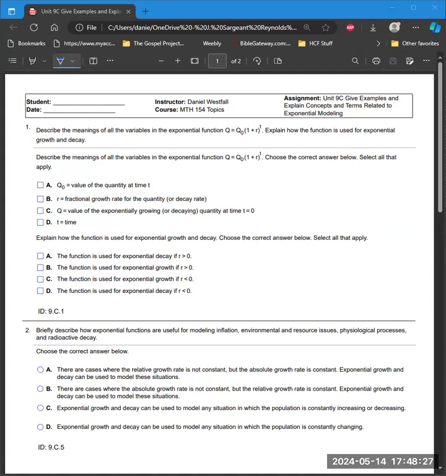Describe the meanings of all variables in the exponential function Q equals Q naught times (1 plus r) to the t. Explain how this function is used for exponential growth and decay. B, r is equal to the fractional growth rate for the quantity or decay rate, and d, t is equal to time.